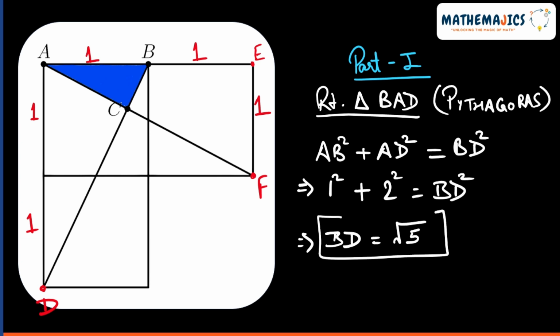Let's keep this in mind and also mark this in the figure. BD is root 5, and let's write it at the top itself because this will be useful for us in other parts of the question.